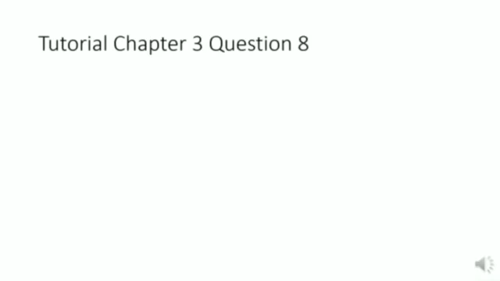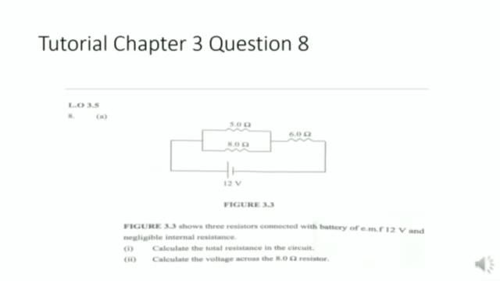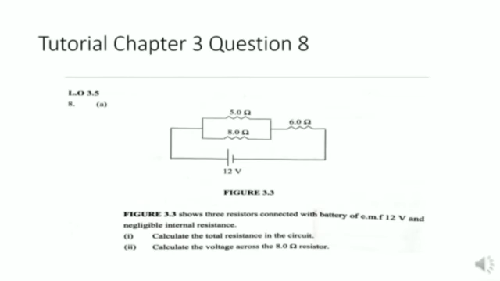Now I want to explain the tutorial question of chapter 3, question 8. This is the figure of question 8, and figure 3.3 shows 3 resistors connected with a battery of EMF 12 volts and negligible internal resistance. The first question is to calculate the total resistance in the circuit, and the second question is to calculate the voltage across the 8.0 ohms resistor.